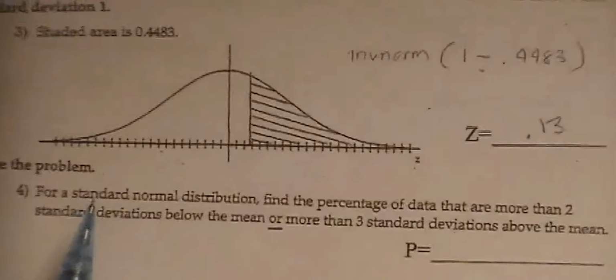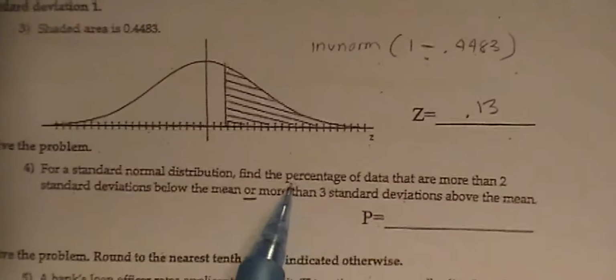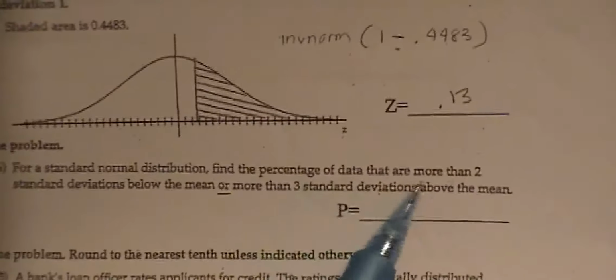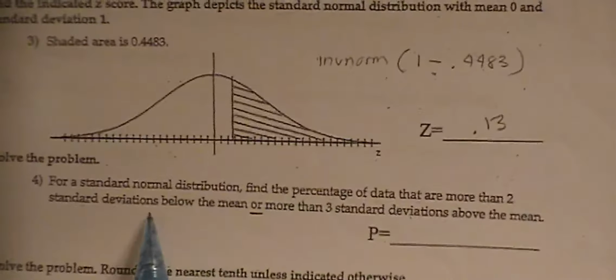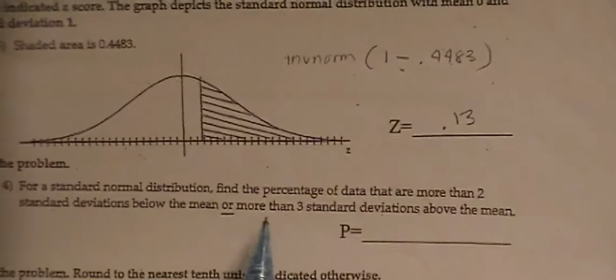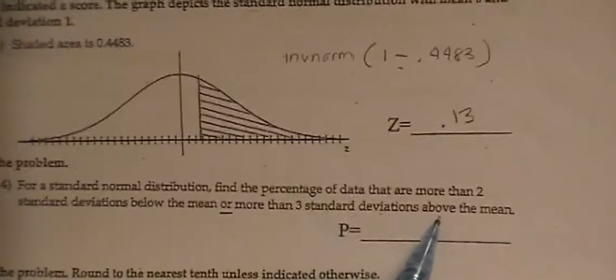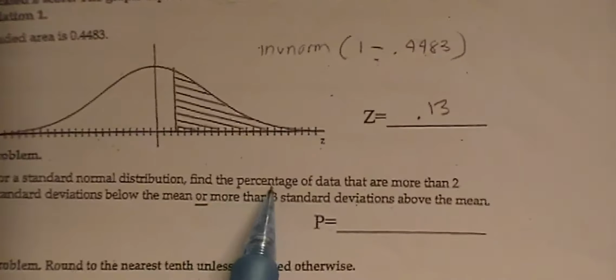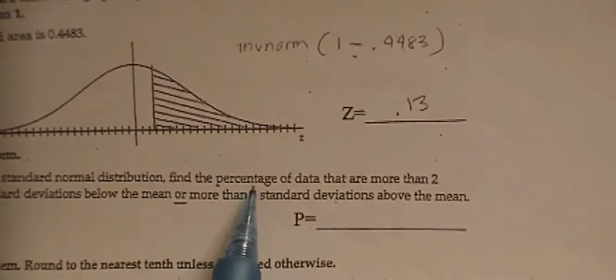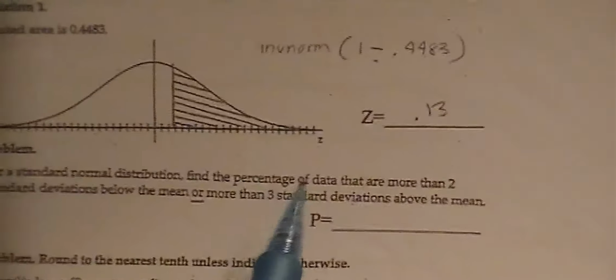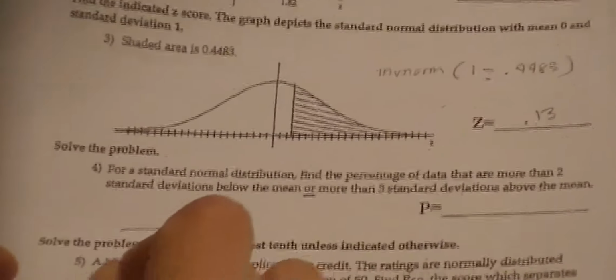Okay. Number 4. Okay, so they tell you have a standard normal distribution again. Find the percentage of data that are more than 2 standard deviations below the mean or more than 3 standard deviations above the mean. So they're asking you to find the percentage. So right away that tells you it's going to be some type of normal CDF question. Okay. And then it helps to draw the picture.